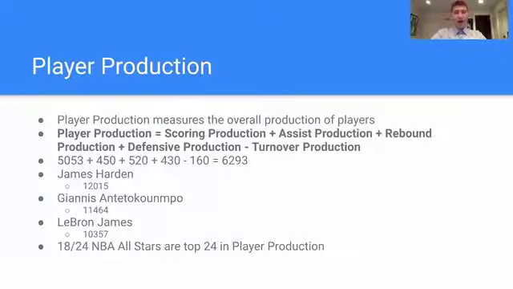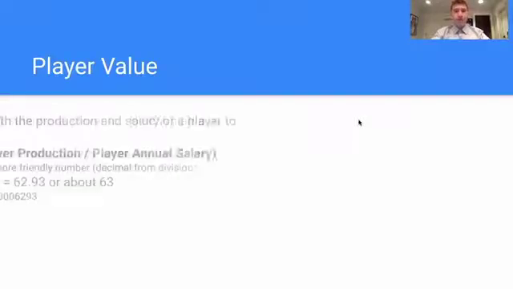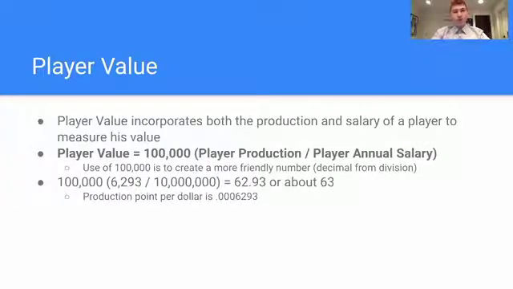Out of the top 24 players selected into the All-Star game, 18 of them placed in the top 24 in my player production rankings. Using player production, we can calculate player value. Player value incorporates both the production and salary of a player to measure his value. Player value is equal to 100,000 multiplied by player production divided by player annual salary.